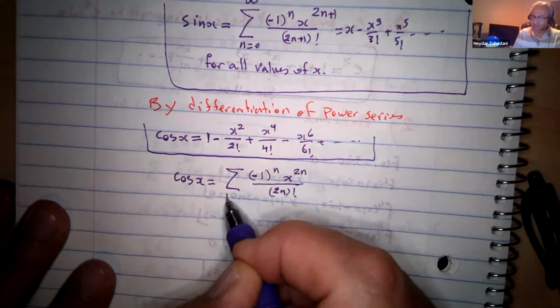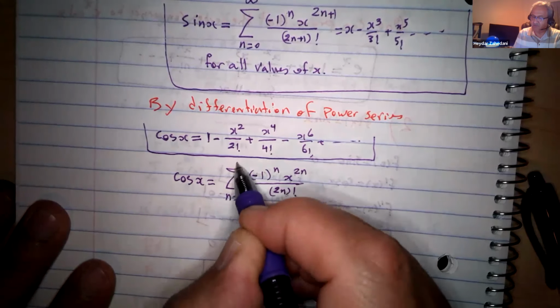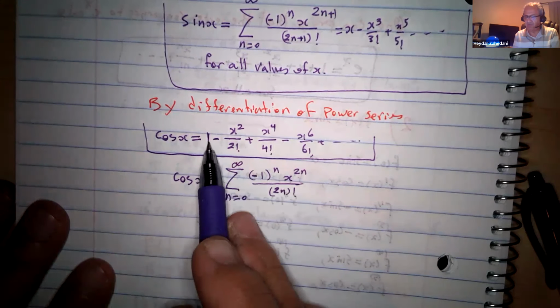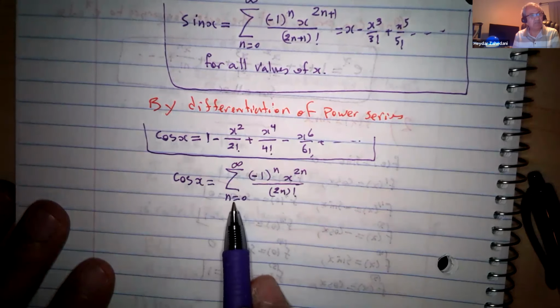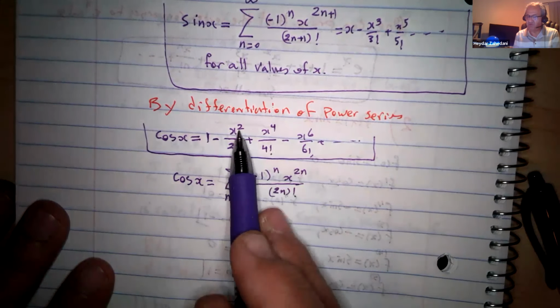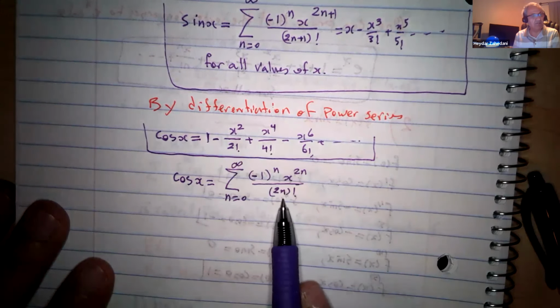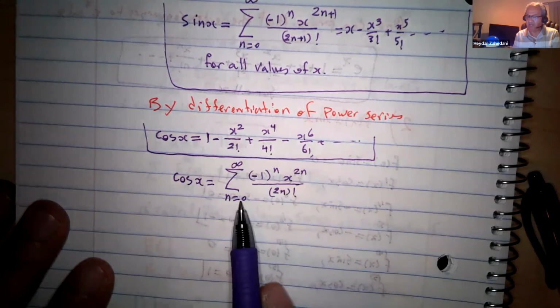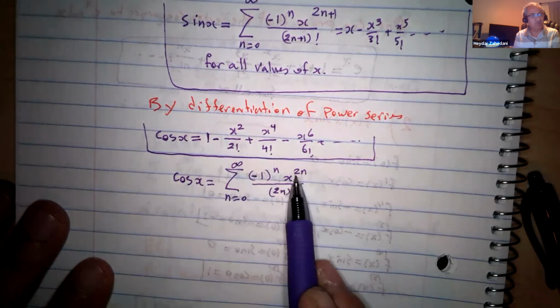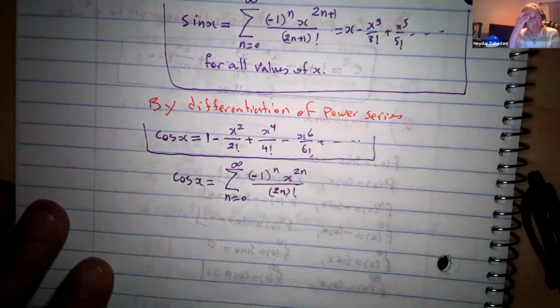And start from 0 to infinity. If we replace n by 0, x to the 0 would be 1. If we replace n by 1, this would be -1. That gives you x squared, and the top would be 2 factorial. If we replace n by 2, this would be positive. That gives you 2 times 2, 4, x to the 4, 4 factorial, etc.